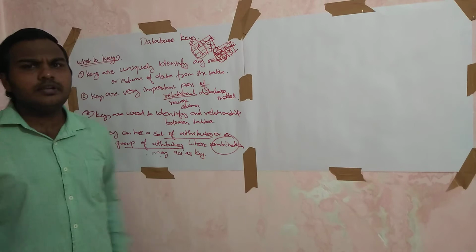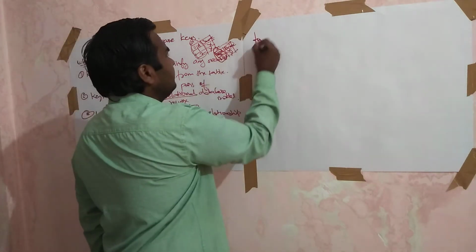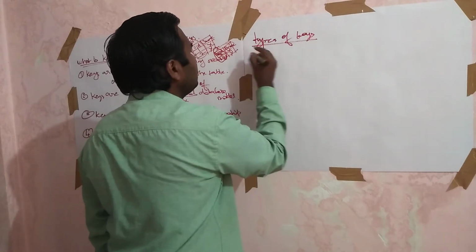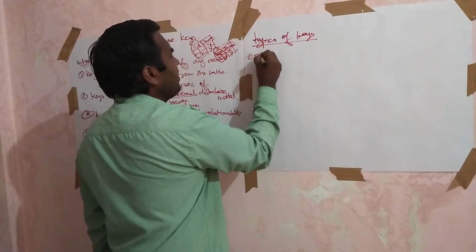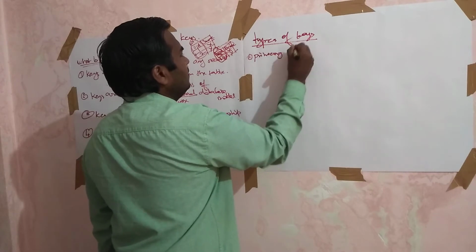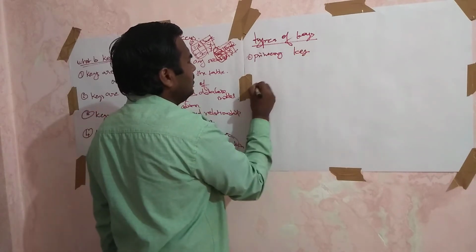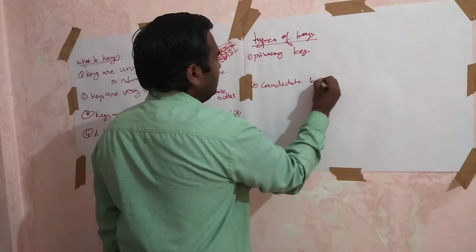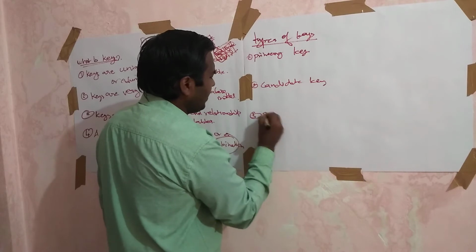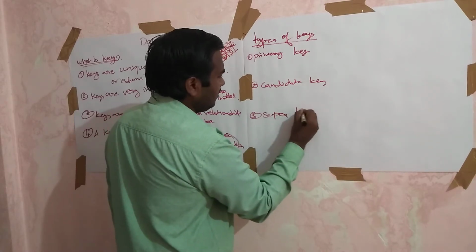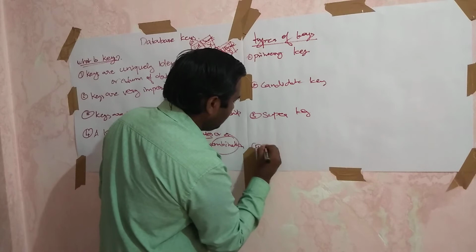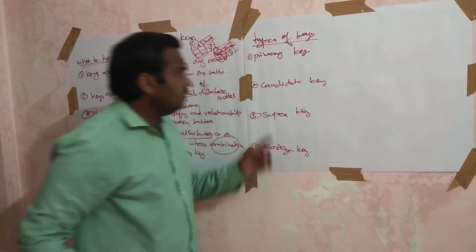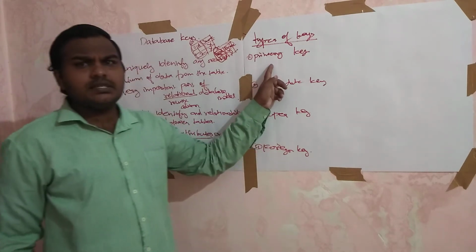Next I will explain the types of keys. We have four types of keys. First one, primary key. Second one, candidate key. Third type, super key. Fourth type, foreign key. First we will see what a primary key is.